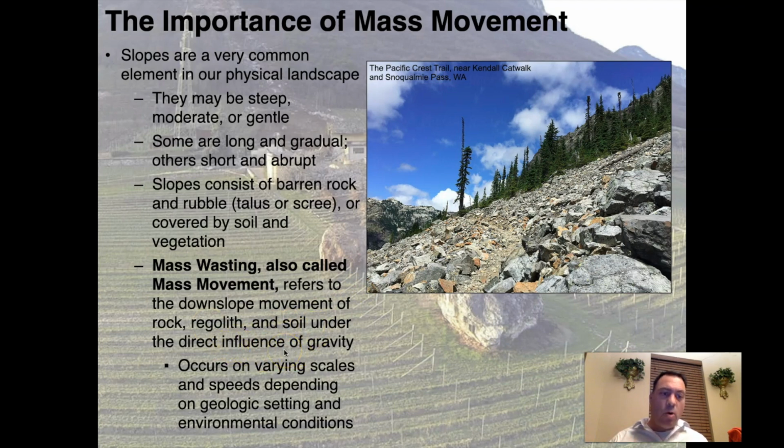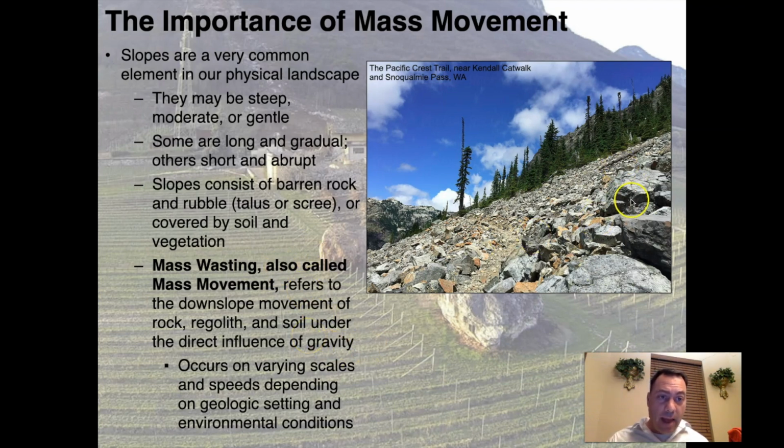Regolith is something we described in our soils lecture, and soil under the direct influence of gravity. So this is not something where rainwater is washing the rocks down. That's a different phenomenon. When we get to rivers and waterfalls, we'll talk about how rocks are moved in rivers, because that's an extremely important part of a river. Not just the water, but the rocks that are moving along with it. But it's moving under gravity.